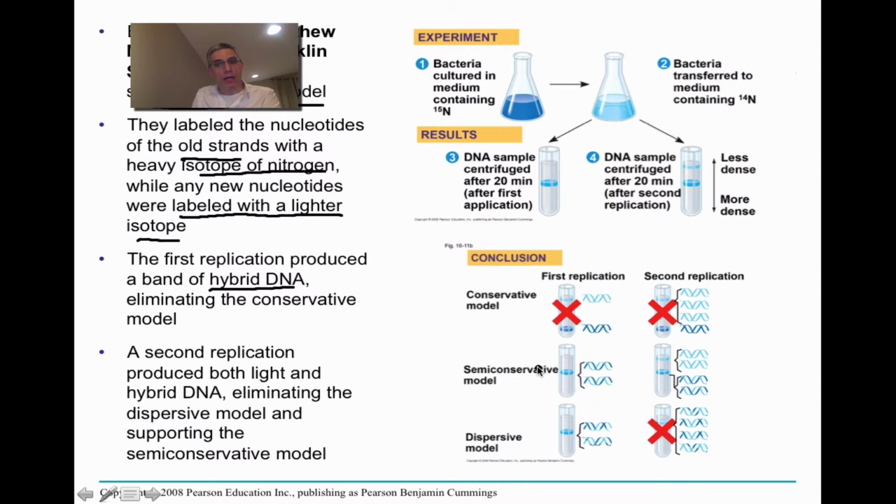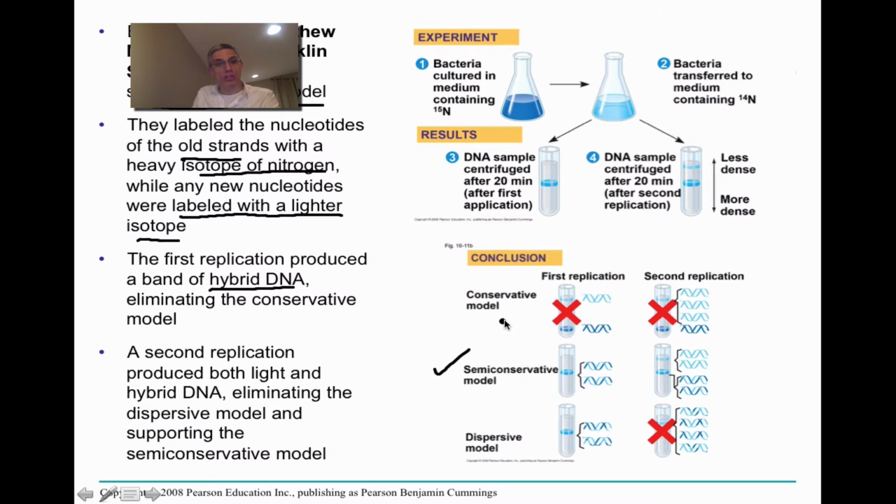Now, if you think about that, remember we had said it's a semi-conservative model. So you have one new strand and one old strand, and that would make sense. You have half of the heavier nitrogen-containing nucleotides or DNA, and half of that has the lighter nitrogen. So if you think about the difference in density, it's not going to be light, it's not going to be heavy, it's going to be somewhere in the middle. So the semi-conservative model basically supports that.